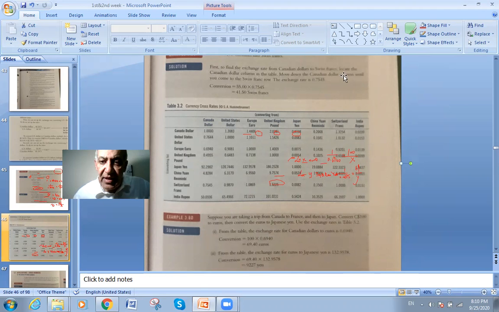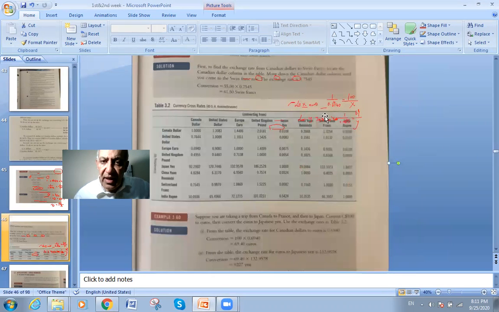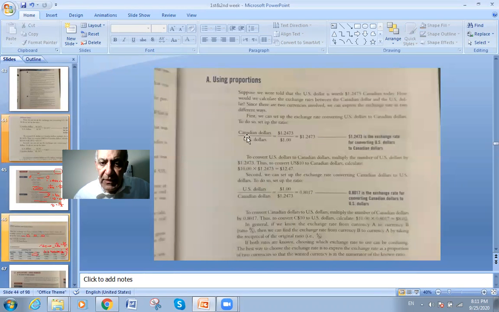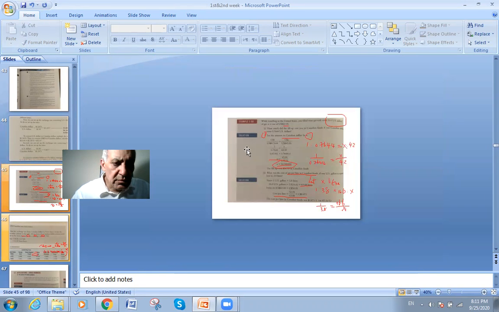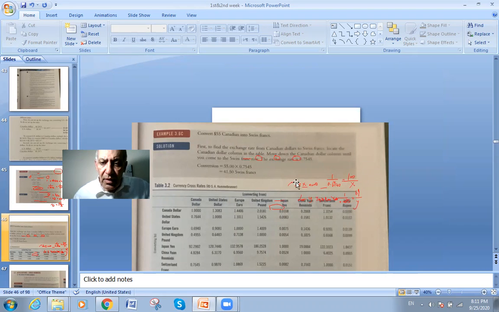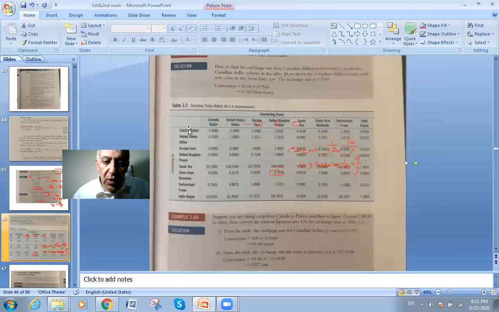He is saying locate the Canadian dollars column in the table. That's fine. Move down the Canadian dollars column until I come to what he needs, the Swiss. Okay, here we go. Convert 55 Canadian dollars into Swiss francs. Like I told you, we move in the Canadian dollars column till we come down to the Swiss francs. So, I need 55 Canadian dollars.